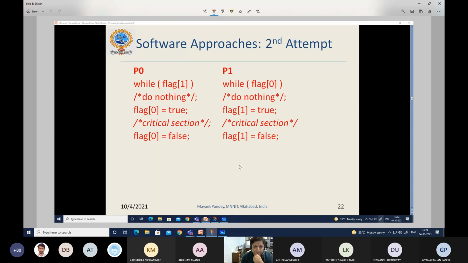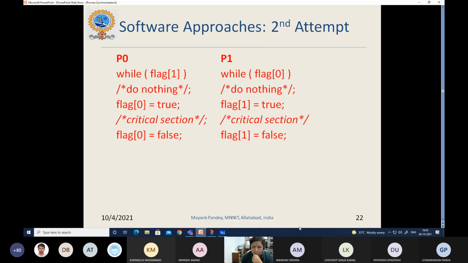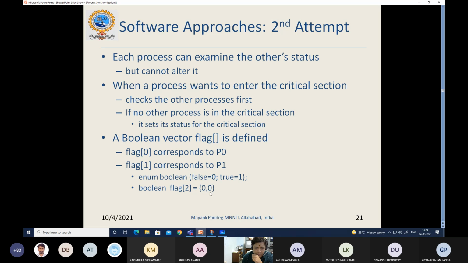Yes, any comments? Both flags are initialized to false.